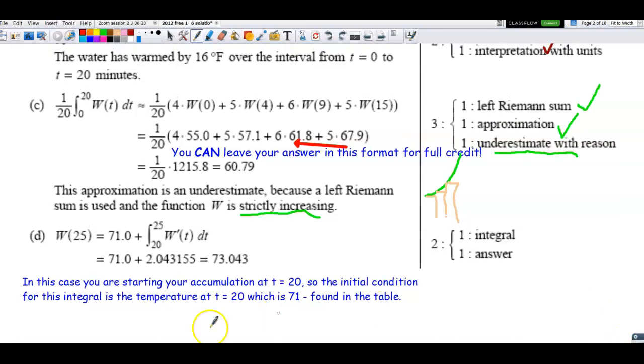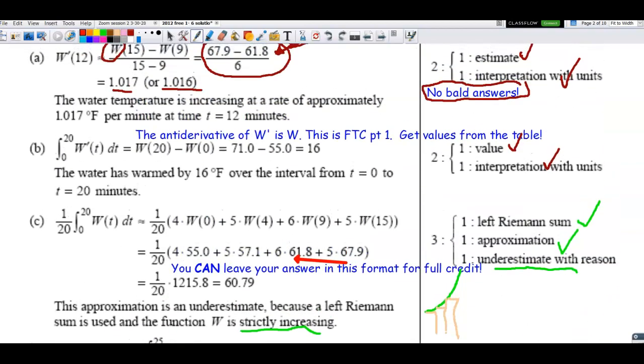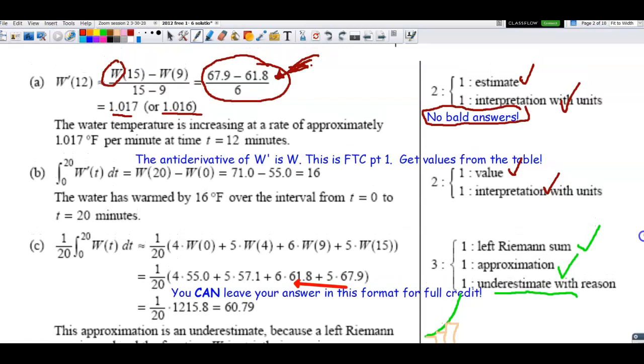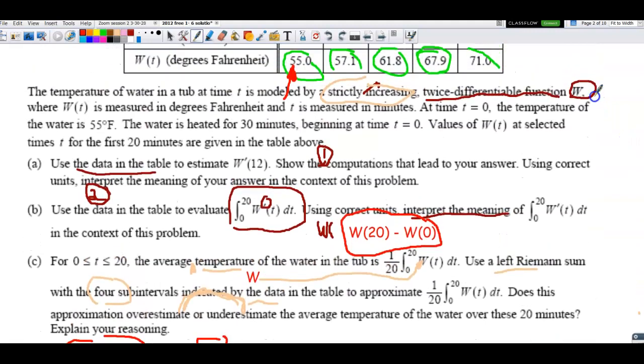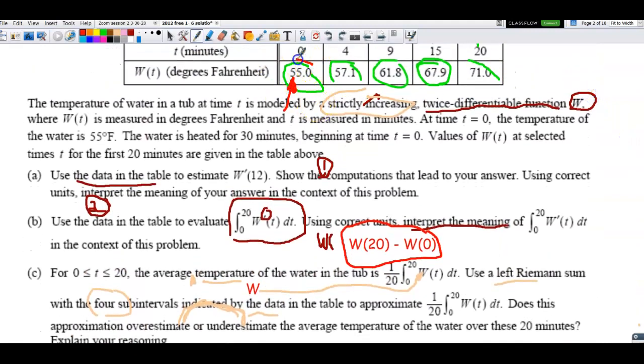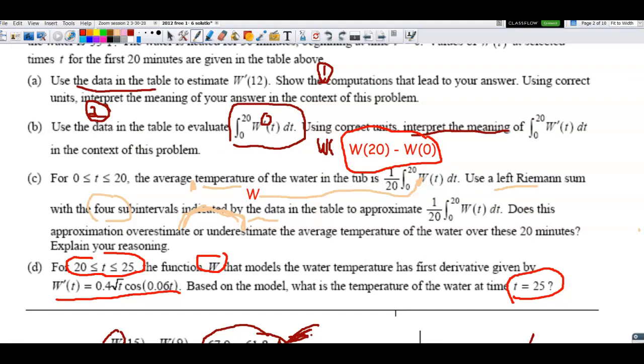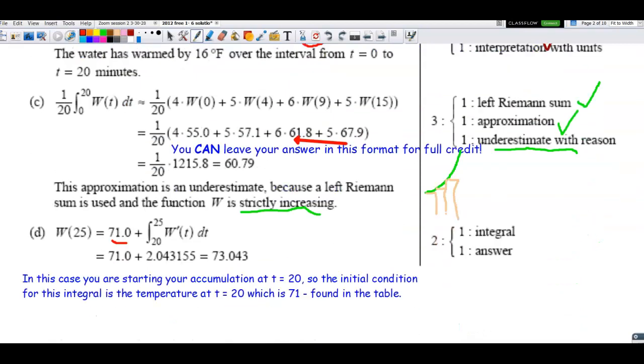Now, notice down here you see a 71. But what they're doing there is they're taking the 16 degrees from part B, which is the change in the temperature, okay? And they're adding it to the 55 to get the temperature at 20 minutes. So 55 and 16 gives you 71. So that's where the 71 is coming from.